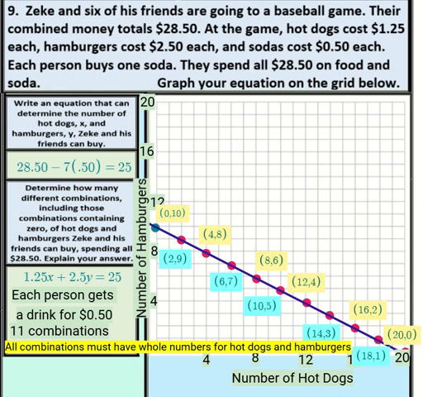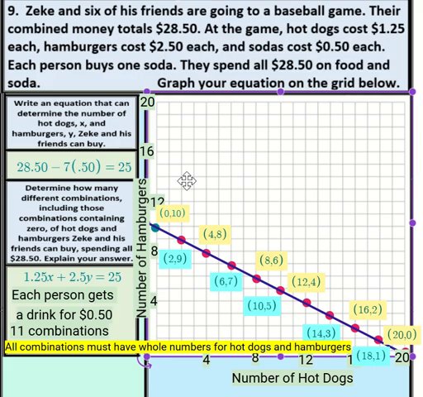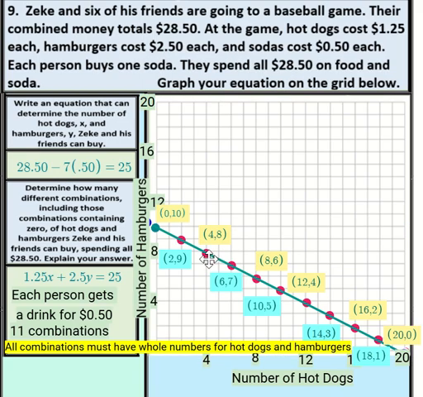Now, when I look at all these points plotted on my graph, notice that there are actually 11 different points that represent combinations of hot dogs or hamburgers that they could have purchased. And all of these points have whole numbers for the X and the Y. And that's the requirement. They have to be whole numbers. We can't include all the decimals that might end up on this line in between all our nice lattice points.